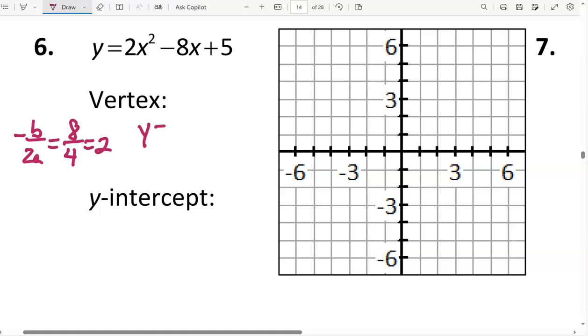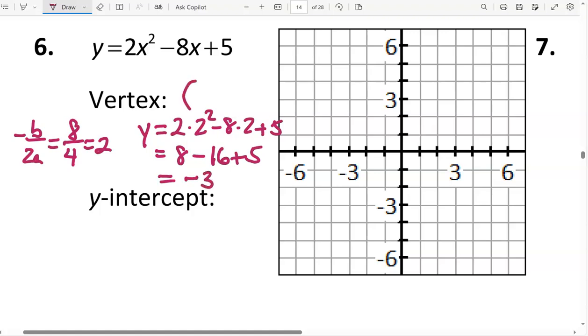And so now let's use the equation to find the y value by replacing all of the x's with 2. That will give us 2 times 4 is 8, minus 16 plus 5, -8 plus 5 is -3. So our vertex is at the point 2, -3. Let's go ahead and plot that point.